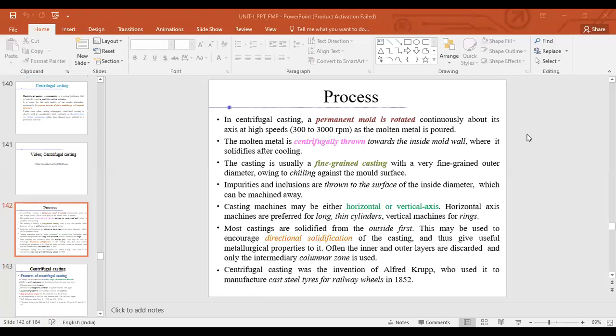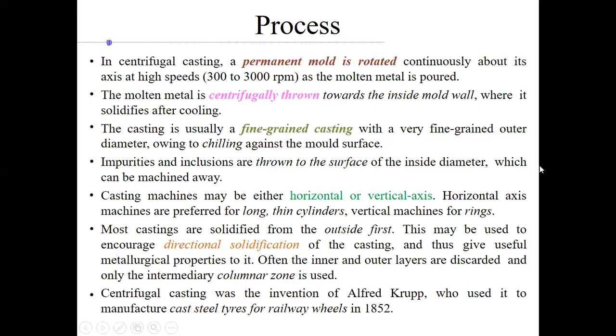So you see, now you understand what this text means. In centrifugal casting, a permanent mold, as you have seen, is rotated continuously about its axis at high speeds. This is the range of speeds we are talking about, 300 to 3000. It depends on the density you are trying to achieve; the speed would increase. As the molten metal is poured, it is centrifugally thrown towards the inside mold wall, where it solidifies after cooling. The casting is usually fine grained, not coarse grained, and you might have studied or will be studying in materials that a fine grained structure would have a higher hardness and more strength.